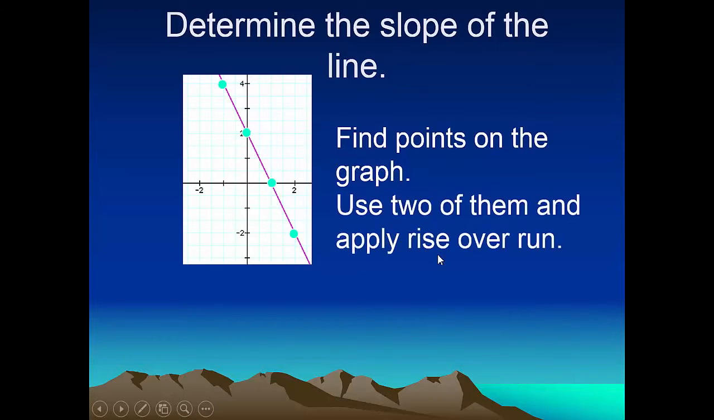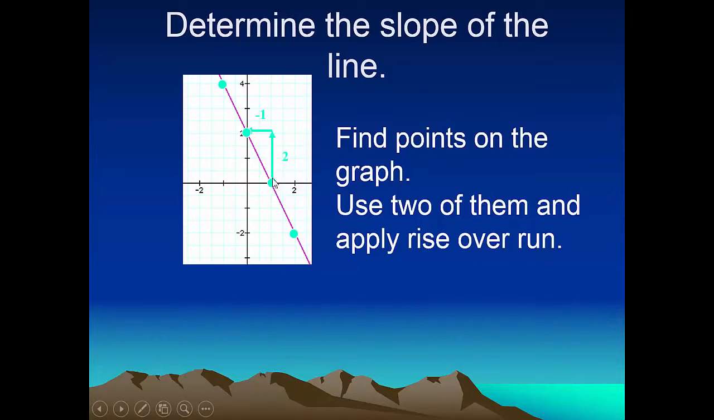Now, it says use 2 of them and apply rise over run. You can use any of these 4 points, but 2 of them. So we're choosing to use these, so we could do the rise. If we go from this point to this point, we will rise 2, because from here to here is 1, from here to here is 2. Now we're going to run. If you notice, we're running to the left. Whenever you run to the left, it's always negative. But if you ran to the right, or your point is to the right, it would be positive.